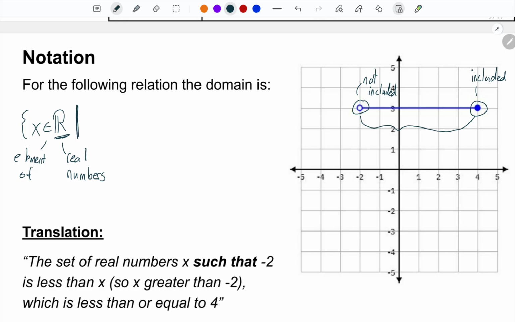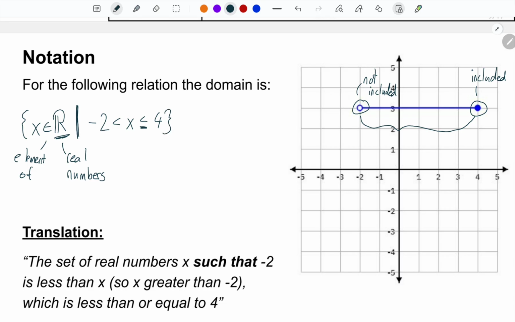So I'm saying such that x can be anything from -2 to 4. So I'm going to start with -2. And I'm going to do just a regular less than sign, because we're not actually including the number -2. So -2 is less than x, or x is greater than -2. But we only go up to 4. And we are including 4, so I'm going to do a less than with an equal sign. Less than or equal to 4.